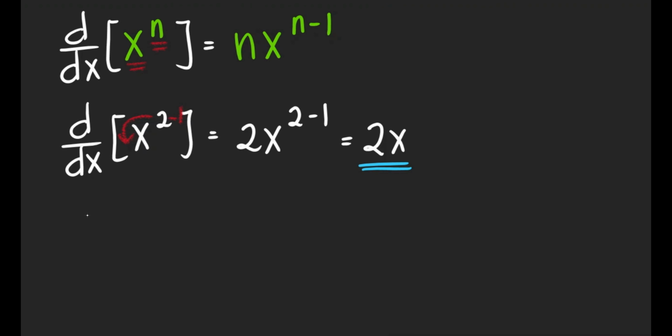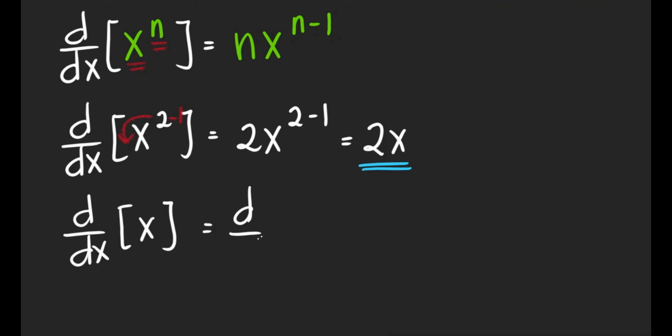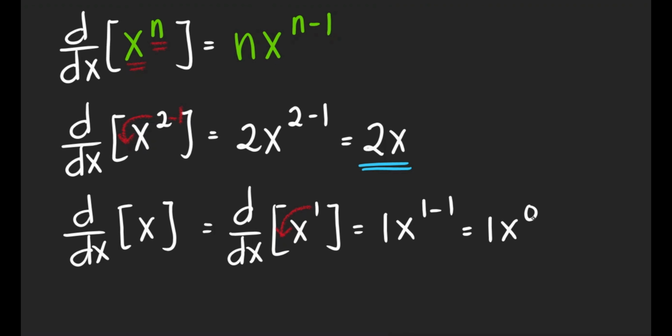Let's have another example. Say we have x. Go ahead and try to find its derivative. Remember that we can write this function as x to the power 1. By power rule, the derivative of x will be: bring down the power, which is in this case 1, times x to the power 1 minus 1. We have 1 times x raised to 0. Now x to the power 0 is 1, and 1 times 1 is 1. Thus, the derivative of x is 1.